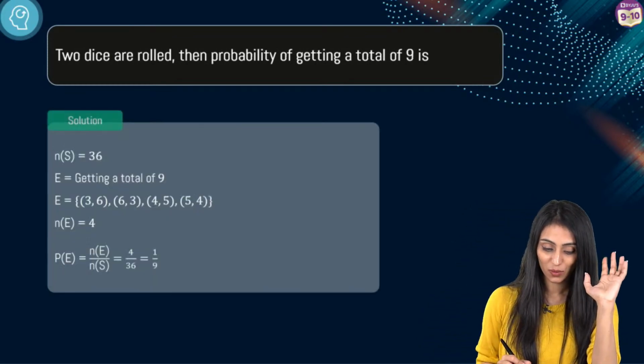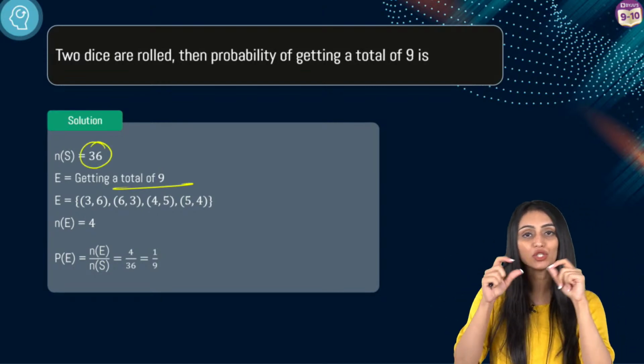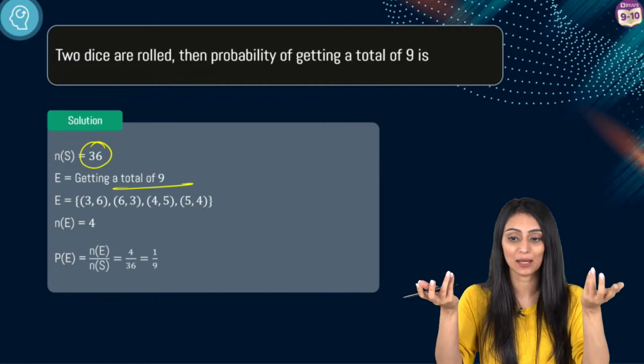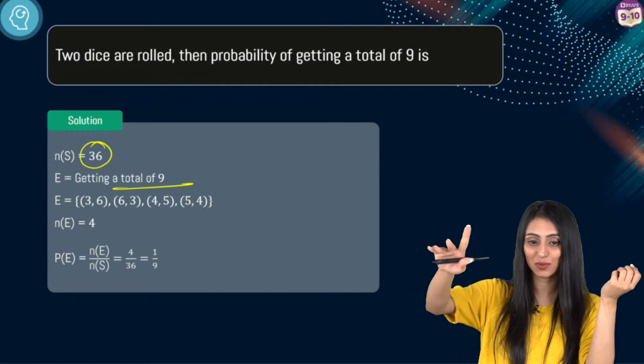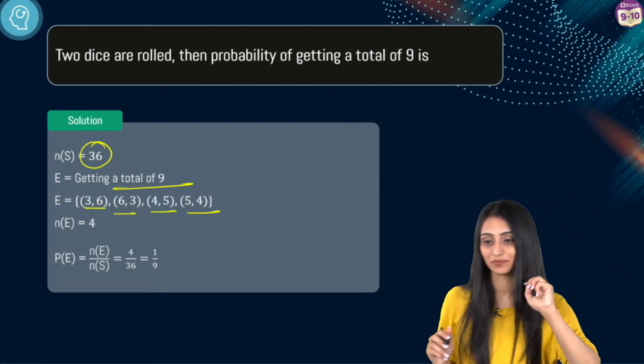Alright, so let's take a look. We know the total number of outcomes. That would be 36. Getting a total of 9. So you need to look for the pairs where you're getting the sum 9. Right? Yes, Muskan, that's what I'm explaining. So 3, 6, 6, 3, 4, 5, 5, 4.